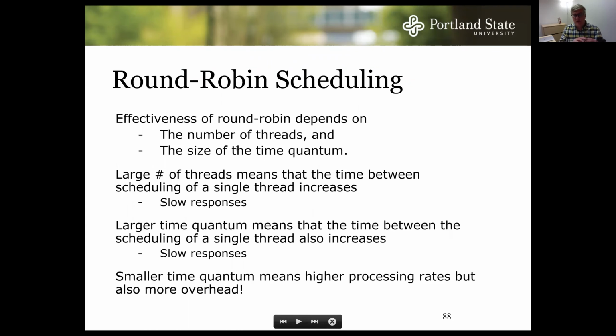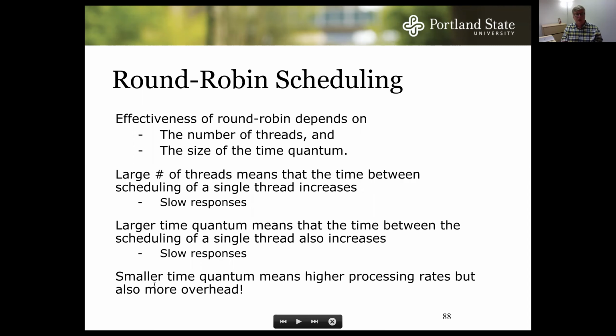If the time quantum were infinite, then we would get an algorithm that's essentially the same as shortest job first. And if the time quantum were infinitesimal, then we'd have a system that's doing nothing but context switching and changing processes all the time, and would very rarely get to actually run the processes themselves. A large number of threads means that the time between the scheduling of a single thread increases, meaning we get slow responses. But a larger time quantum also increases the time between the scheduling of a single process, so we get slow responses as well.